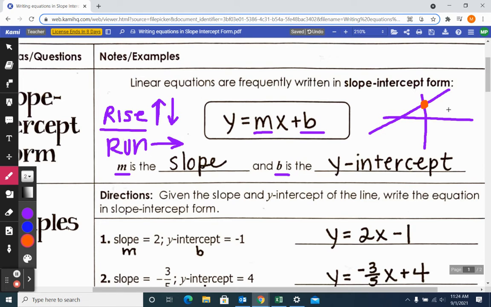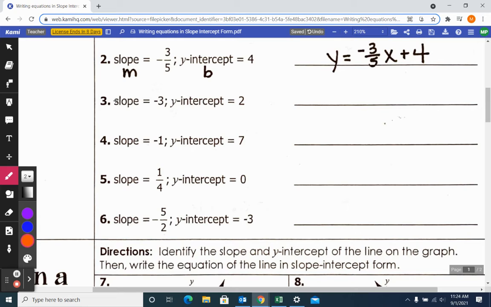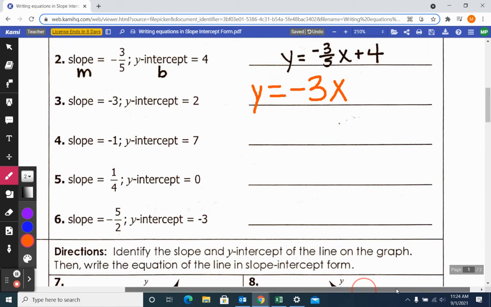Okay, so now for the next couple, all we're going to do is replace the m and b with the values that are given. So this one says slope equals -3, y-intercept equals 2. So it's going to be y equals, what's my m? What's my slope? And then that always gets an x, okay? So always put in the x with slope. And then what's your y-intercept? So if it's +2, I'm going to write +2.